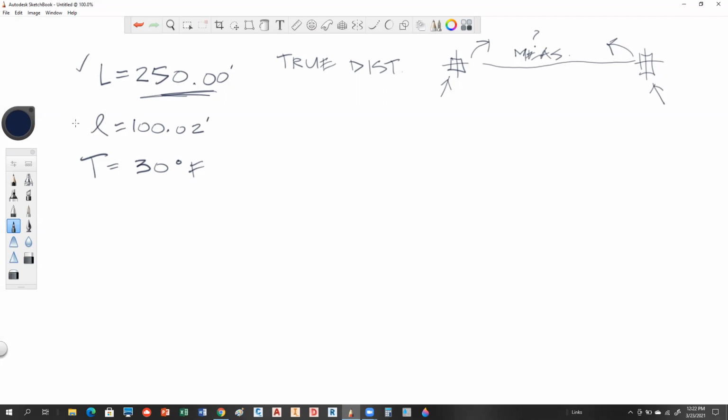Okay, so we have two types of things we have to deal with, this one and this one, okay? So this will address your question directly. What we're going to do is create a correction for the incorrect length, and then we're going to create a correction for the temperature, and we're going to combine them, okay? So that correction says it's L minus L prime divided by L prime, which we talked about what those values mean.